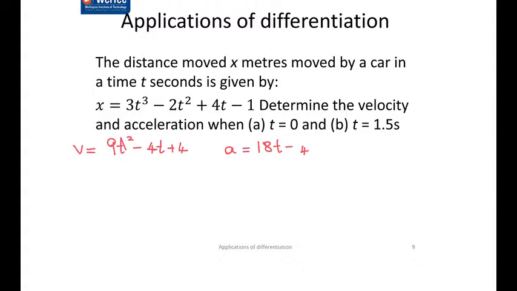Now you're actually asked to find the velocity when t is 0. So when t is 0, the velocity is 4 meters per second. And for the acceleration, put 0 into 18t minus 4, and it's negative 4 meters per second squared. So the speed is actually decreasing. For the second example, when t is equal to 1.5, then the velocity is equal to, now we just need to sub 1.5 into the velocity function, and we get 18.25.